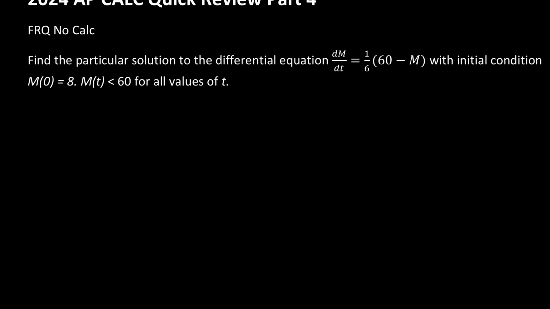We need a particular solution. That means we need to do some differential equations. So we need to take this equation right here and separate the variables. Let's put the m's on the same side. So we have dm, and I will divide this by the 60 minus m, and I'm going to put the dt on the other side with the 1/6 dt. It certainly isn't incorrect if you put the 6 on that side with the dm and work at it that way. It just makes the problem a little bit more difficult.